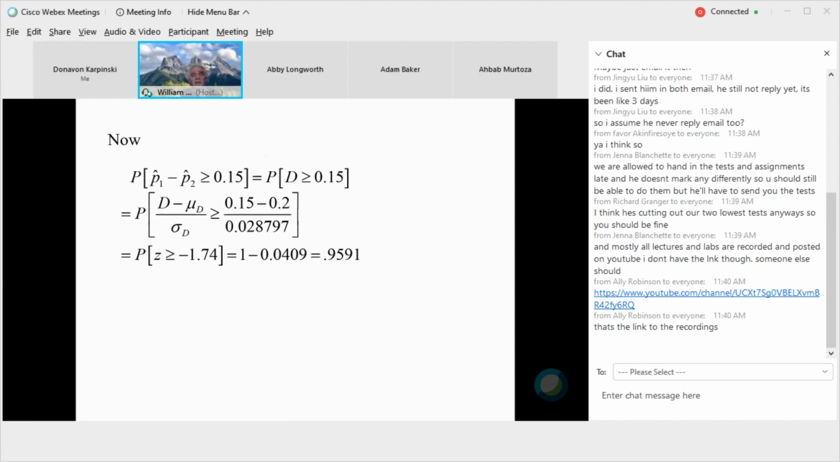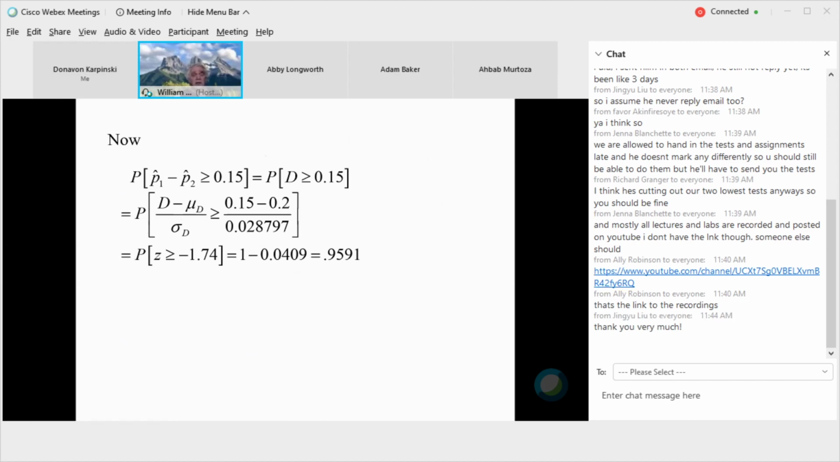It's going to be centered around 0.20. The probability that P1 hat minus P2 hat is greater than 0.15, that is, D is greater than 0.15. Then we standardize D: subtract off its mean, divide by its standard deviation. We get the probability that Z is greater than minus 1.74. Looking up in the table, minus 1.74 has an area of 0.0409 below it. So the area above it is 1 minus that. So there's a 95.91% chance that the difference between P1 hat and P2 hat will be greater than 0.15.